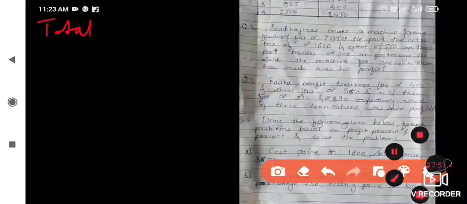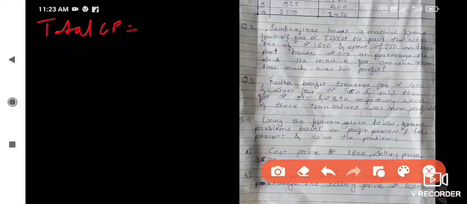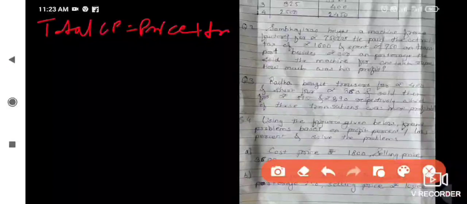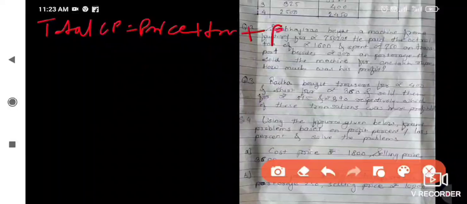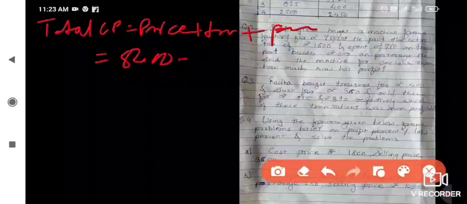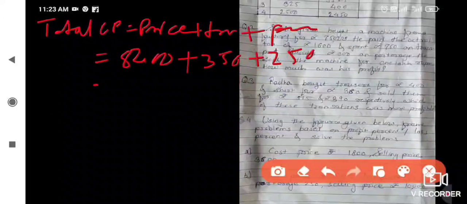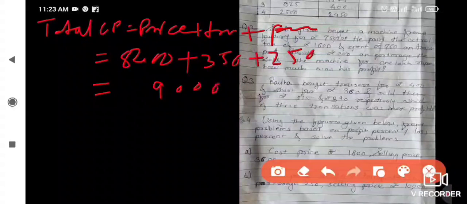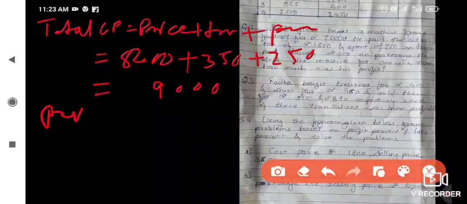So total CP is equal to machine's price plus transport plus how much? Porterage. So price of machine is equal to 8400 plus transport charges 350 and the 250 rupees is the porterage. So if you add all this, you will get the addition equal to 9000. Okay, now we have to find out the profit percent.